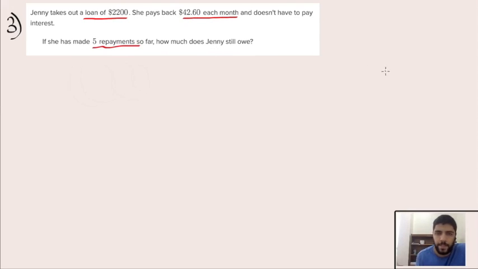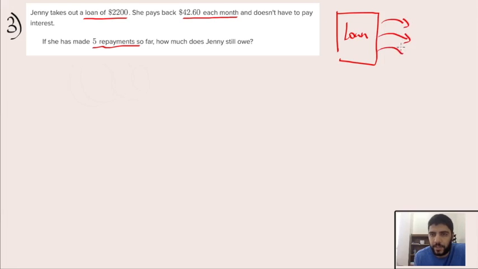All right. So we have an initial loan, right? This is the loan. And every month she's paying out an amount. So every month it's coming out of that, right? So I can see that this is subtraction since we're taking money out.